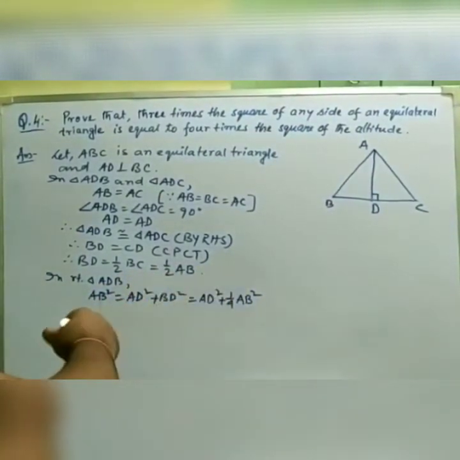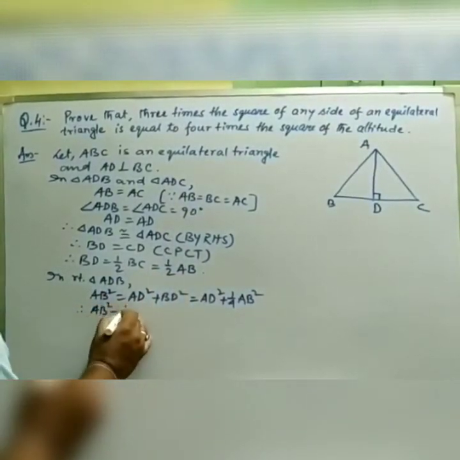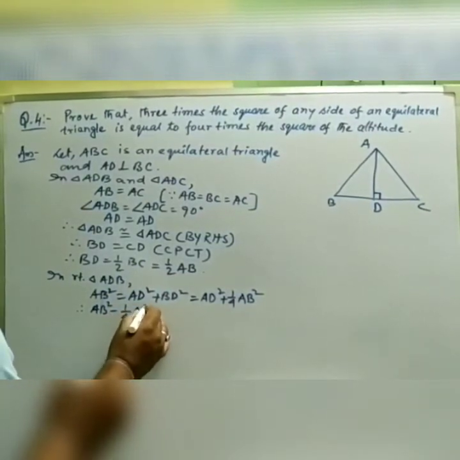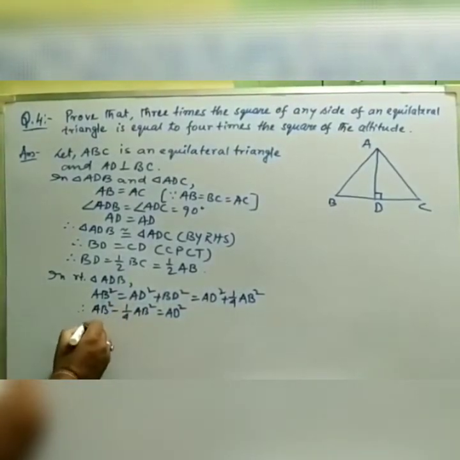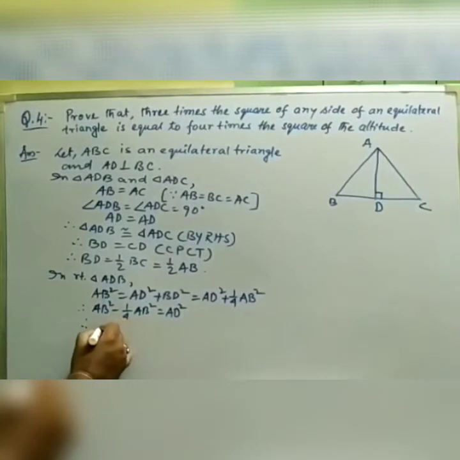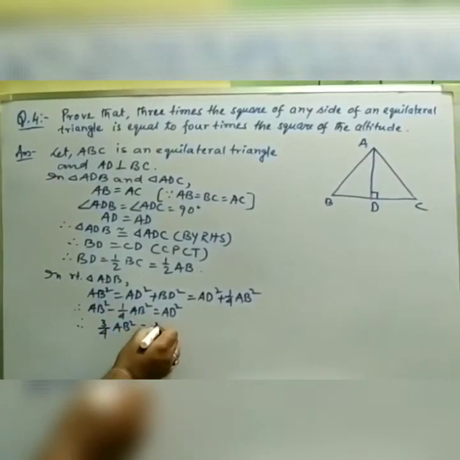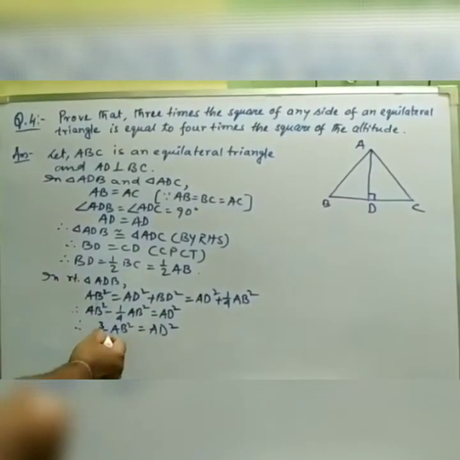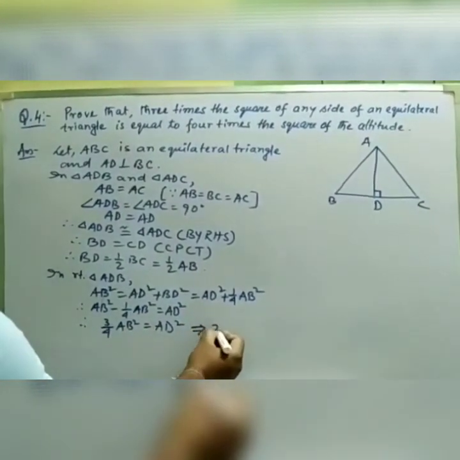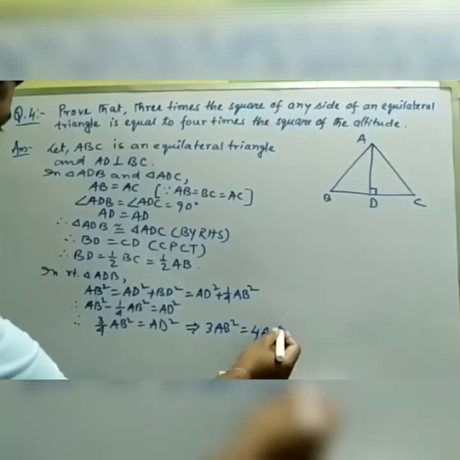So this 1/4 AB square will move to the left side and it gives AB square minus 1/4 AB square equals AD square. In the LHS we take the LCM, which is 4, and 4 AB square minus AB square gives 3 AB square, that is 3/4 AB square equals AD square after calculation. Now we can do the cross multiplication with 4, so it gives 3AB square equals 4AD square. That is what we needed to prove.